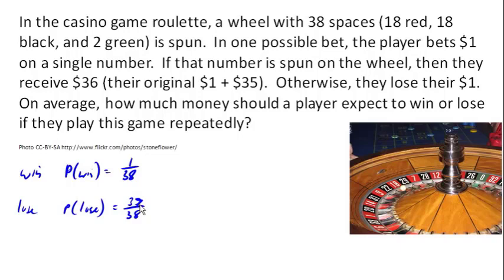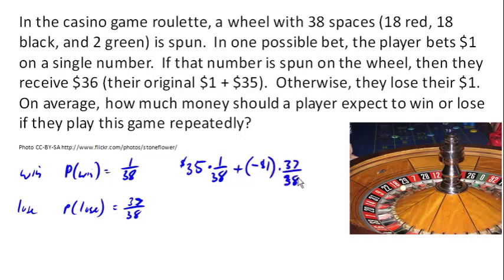So for winning, the value of winning is a positive $35. So we get $35 more than we started with if we win, and the probability of that happening is 1 out of 38. We're going to add to that the other outcome, which is losing, and that outcome has a value of negative $1. In other words, we lose a dollar, and that happens with probability 37 out of 38.